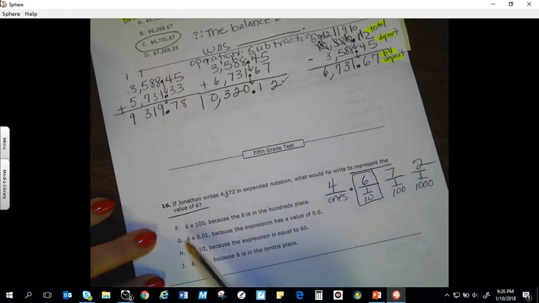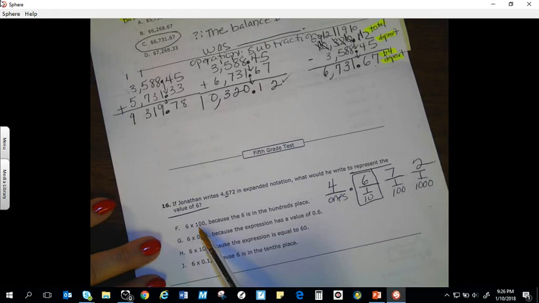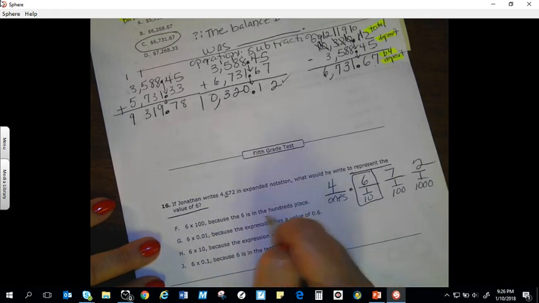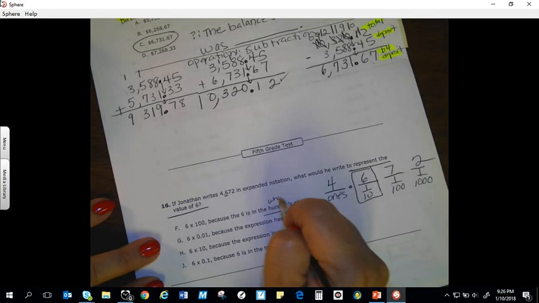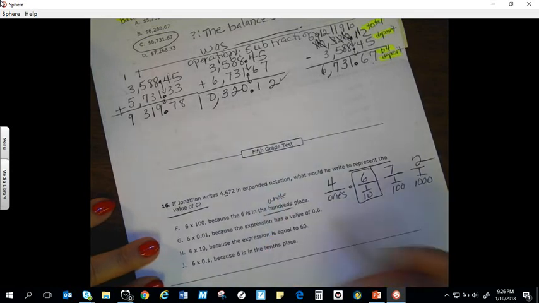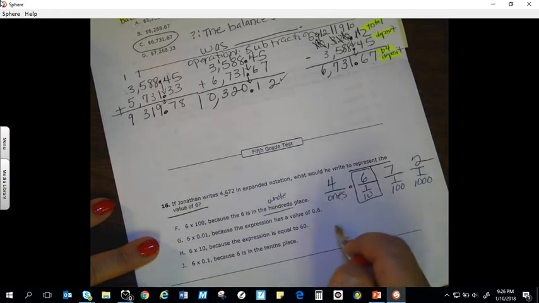So, is it 6 times 100? No, because 6 times 100 would be 600, and 6 is in the hundreds. This means whole, and it's not. I only go up to the ones place. If that were the case, it would be over here. This is ones, tens, and hundreds. That 6 would be over here, and that's not what that is at all.